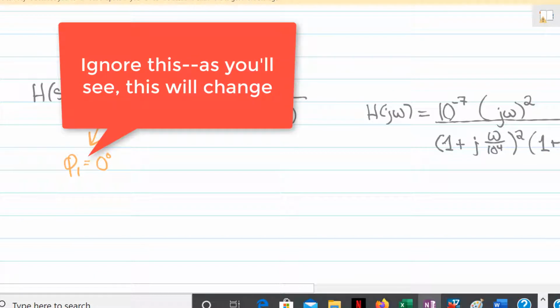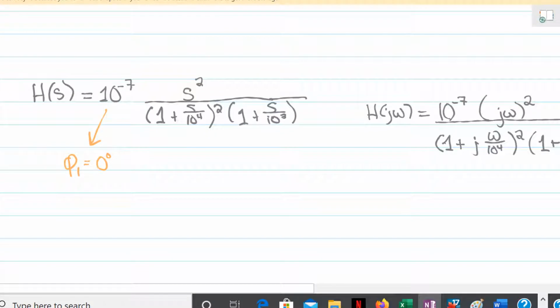Okay, so the j omega is better because remember this j omega, when we squared it, we got negative omega squared, and then we can put the negative with the 10 to the 7th, and now it's a negative real number. So we're over on this axis, which means the angle is 180.